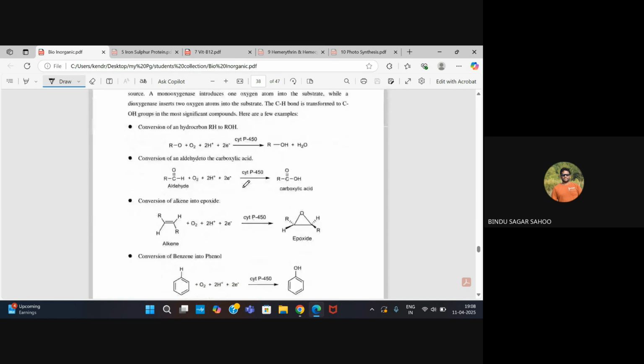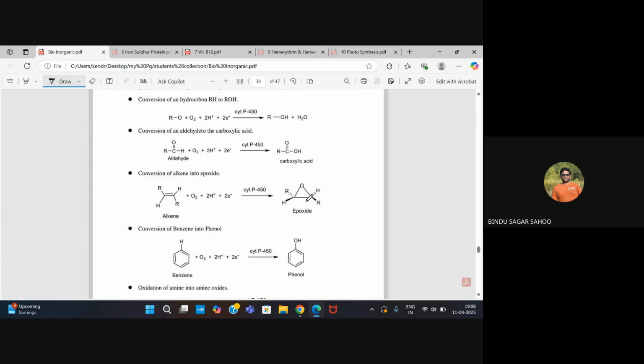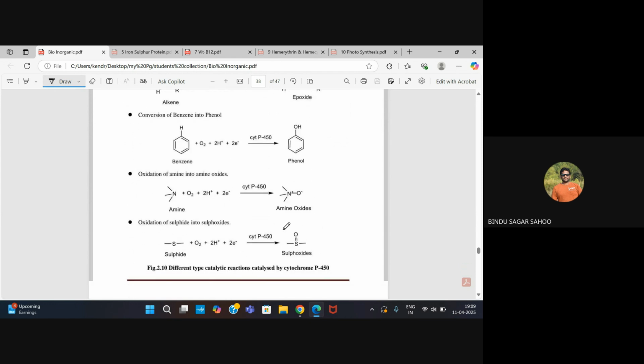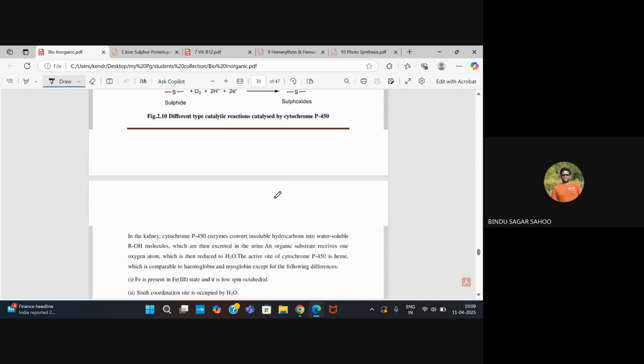And in the next step, we can see if you are taking the initial substrate aldehyde and adding the oxygen, it forms the carboxylic acid. That means there will be addition of another oxygen atom. Alkenes can also be converted to epoxide. Benzene is converted to phenol in the presence of cytochrome P450. Amine gets converted to amine oxides, and sulfide can be converted to sulfoxides. So these types of oxidation reactions can be carried out by cytochrome P450.